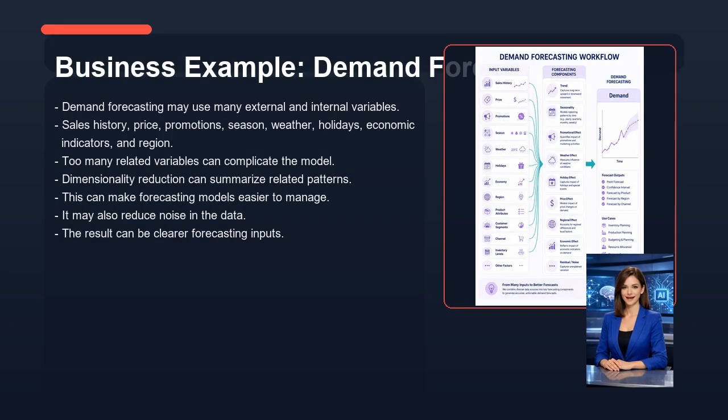Now let's look at business example, demand forecasting. Demand forecasting may use many external and internal variables. Sales history, price, promotions, season, weather, holidays, economic indicators, and region. Too many related variables can complicate the model. Dimensionality reduction can summarize related patterns. This can make forecasting models easier to manage. It may also reduce noise in the data. The result can be clearer forecasting inputs.